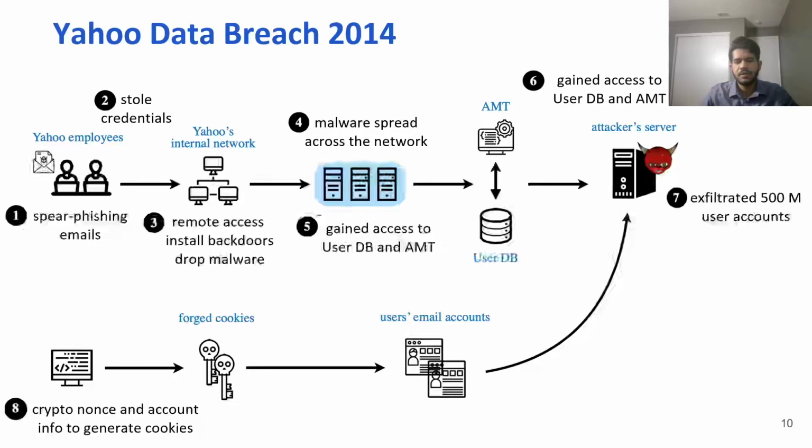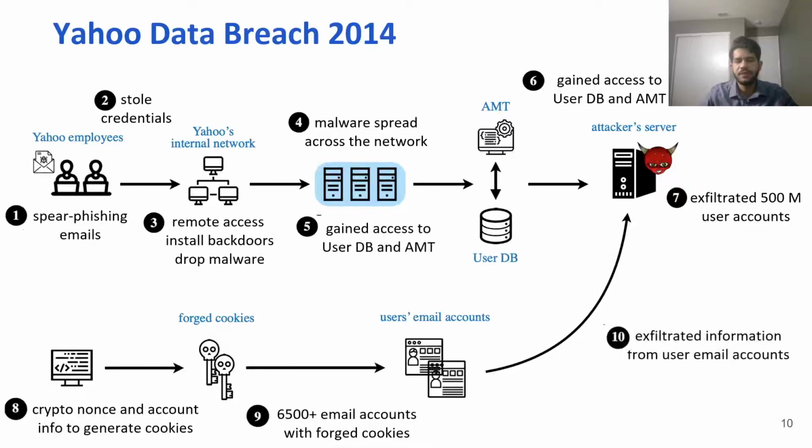So in order to gain access to these email accounts without the password, they used the cryptographic nonce associated with each account along with the script that is used to generate authentication cookies. So they used this to generate forged authentication cookies. These forged cookies allowed them to access more than 6,500 email accounts, the accounts that they were interested in. And using this access, they exfiltrated all the information of interest from these user accounts.